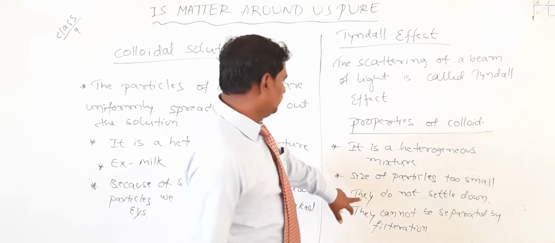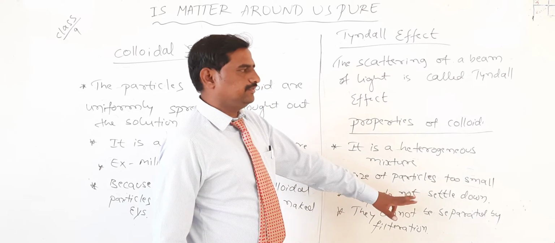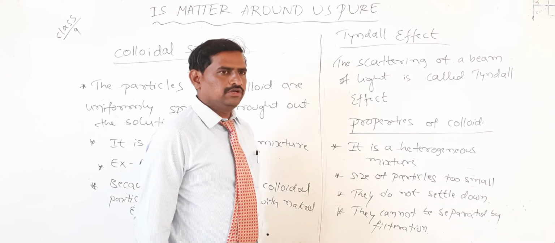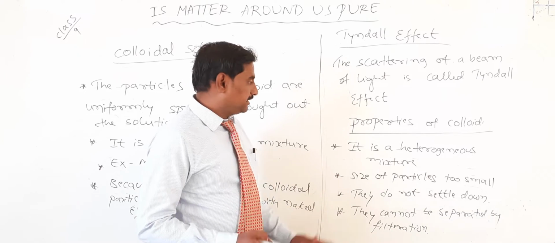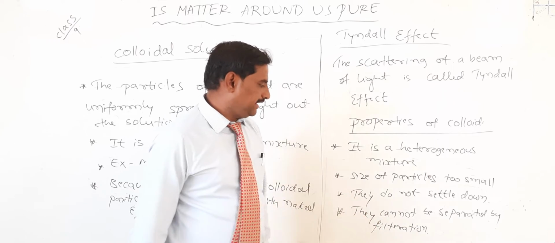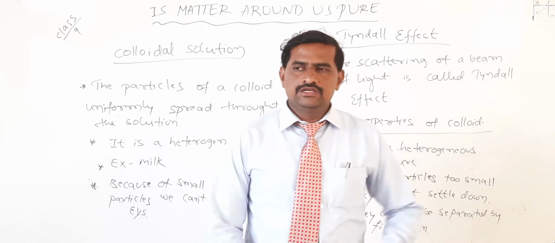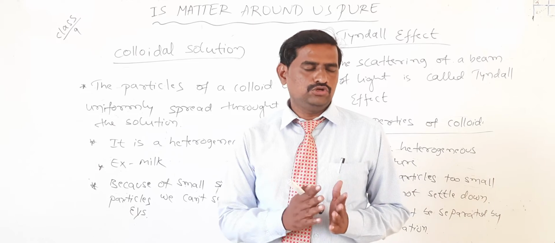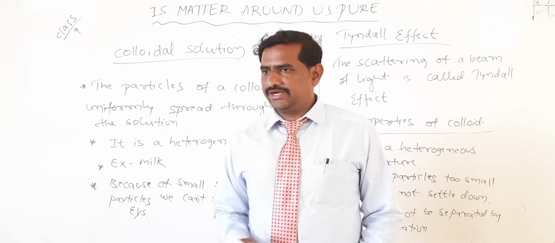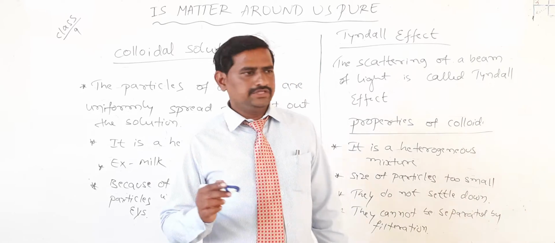The next one: they do not settle down. If they settle down, that is called a suspension. If they do not settle down and we can't see them, that is called colloidal particles. The next: they can't be separated. We can't separate the colloidal particles from the solution by filtration. So these are the properties.